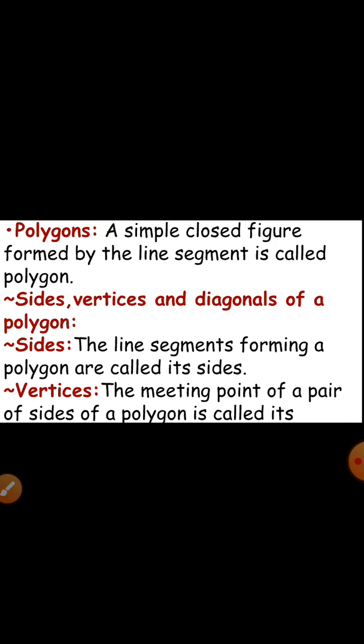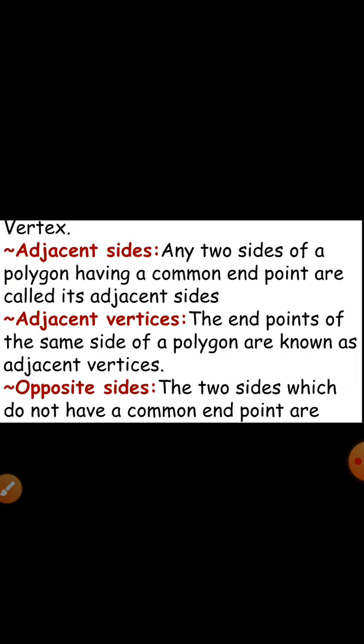First one is sides. The definition of sides: the line segments forming a polygon are called its sides. Vertices: the meeting point of a pair of sides of a polygon is called its vertex, or vertices. Adjacent sides: any two sides of a polygon having a common endpoint are called its adjacent sides.